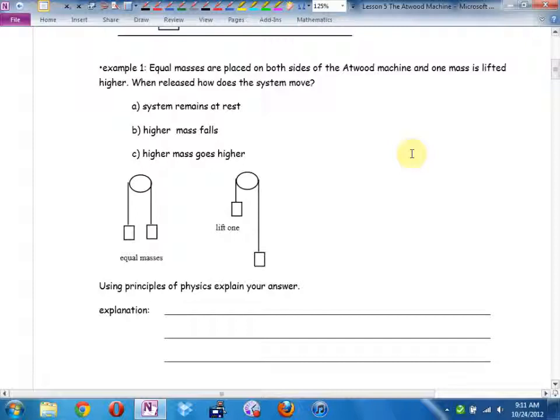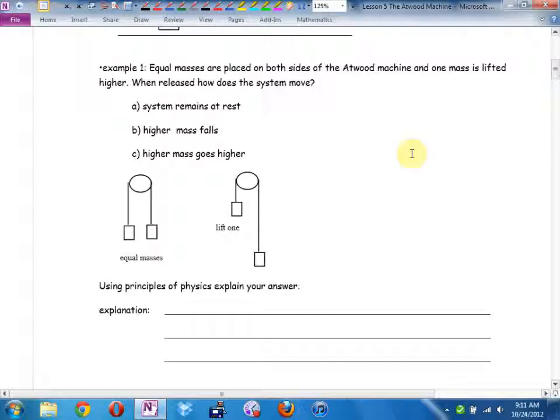So supposing equal masses are placed on both sides of an Atwood machine. Imagine this, except imagine a frictionless pulley. This pulley is not frictionless at all. And so I have equal masses, and supposing I lift one of the masses up and then let go. When released, how does the system move? A, the system remains at rest. B, the higher mass falls. C, the higher mass goes higher.